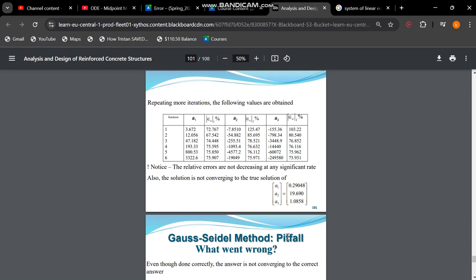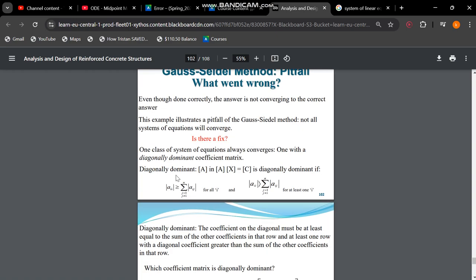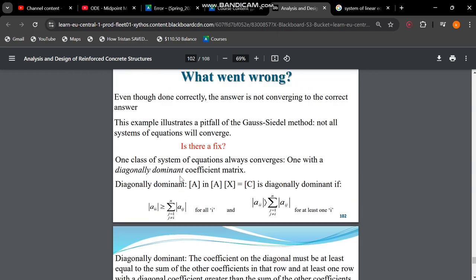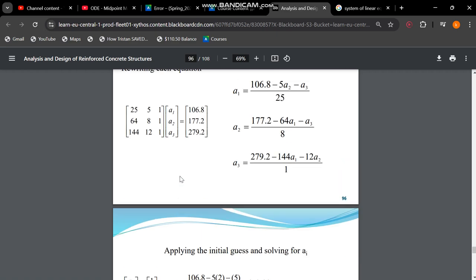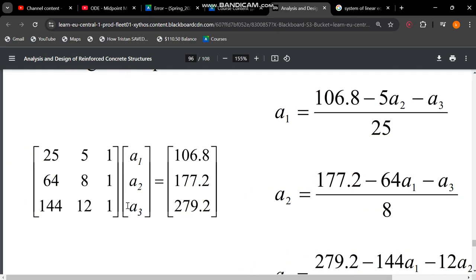Yeah, so what is the pitfall of the Gauss Seidel method? This is the most important thing. The pitfall is that it has to be diagonally dominant. Okay, like I said, diagonally dominant is like this. So 25, 8, and 1. This is the diagonal. 5 plus 1 is 6. Is that less than 25?